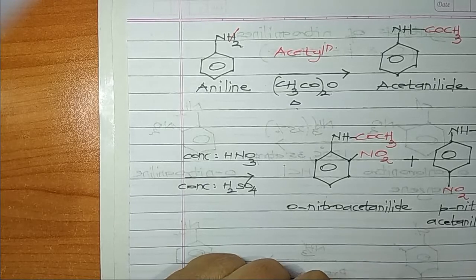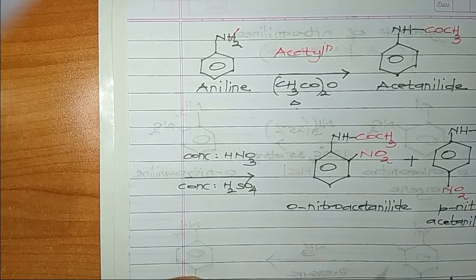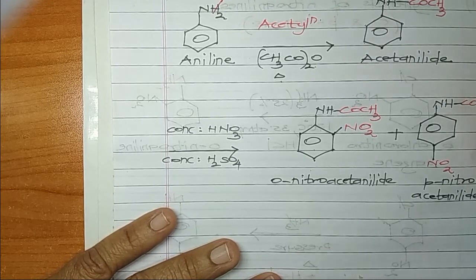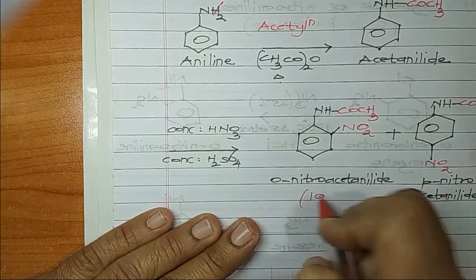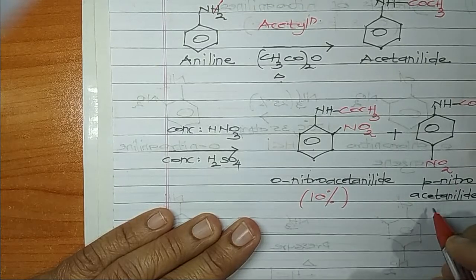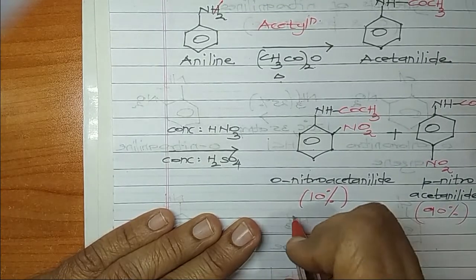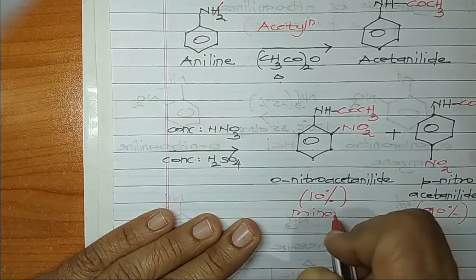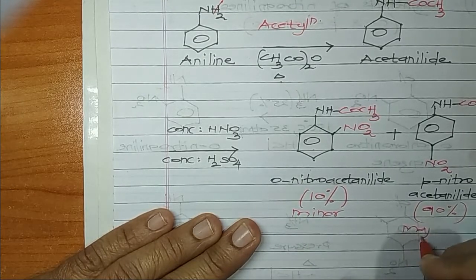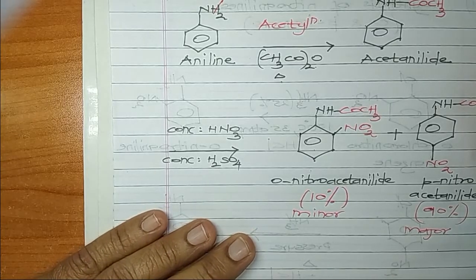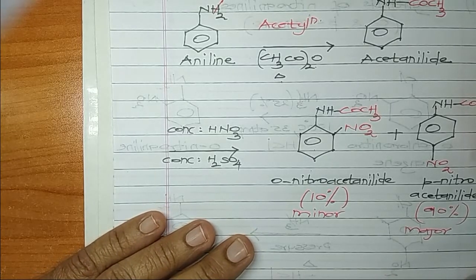So you get a mixture of orthonitroacetanilide and paranitroacetanilide, right? Now this is 10% and this is 90%. So this is my minor product, whereas this becomes the major product. And what was your intention? My intention was to prepare nitroaniline.